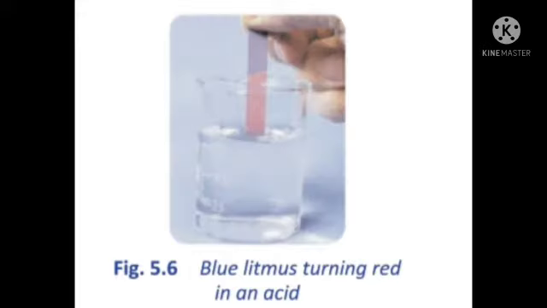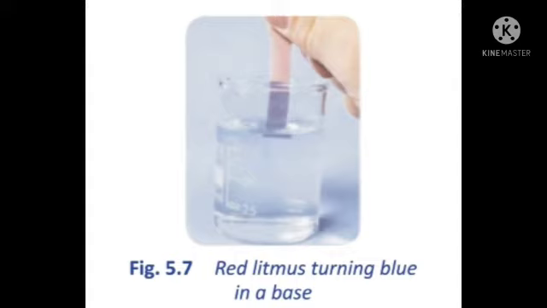Next we are going to learn about indicators. Indicators are substances that show a change in color when brought in contact with acids and bases. The most common indicator used in the laboratory is litmus. It is extracted from the plant lichen. It comes in two forms: as a solution, and as strips of paper, which is also known as litmus paper. Phenolphthalein and methyl orange are also examples of indicators.